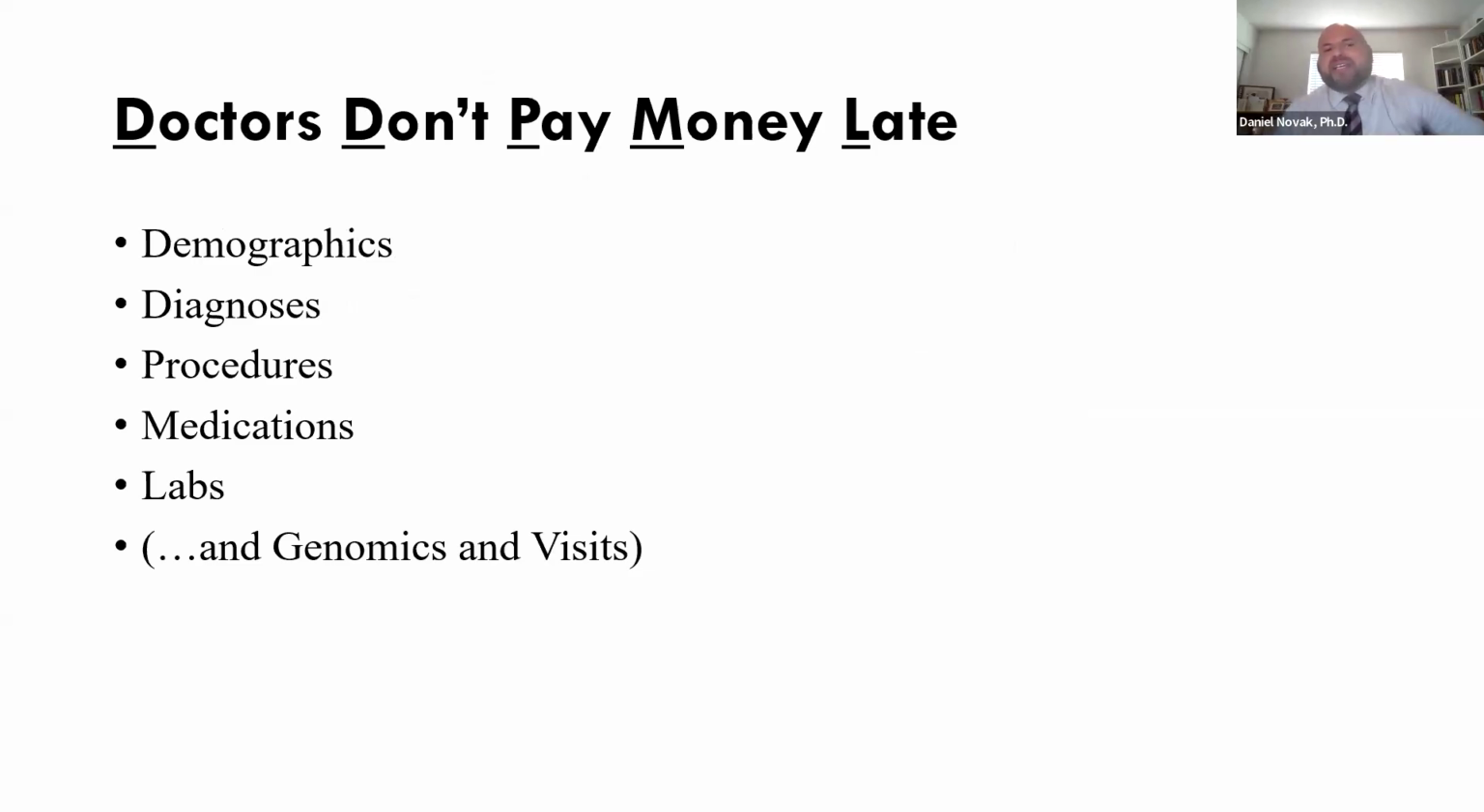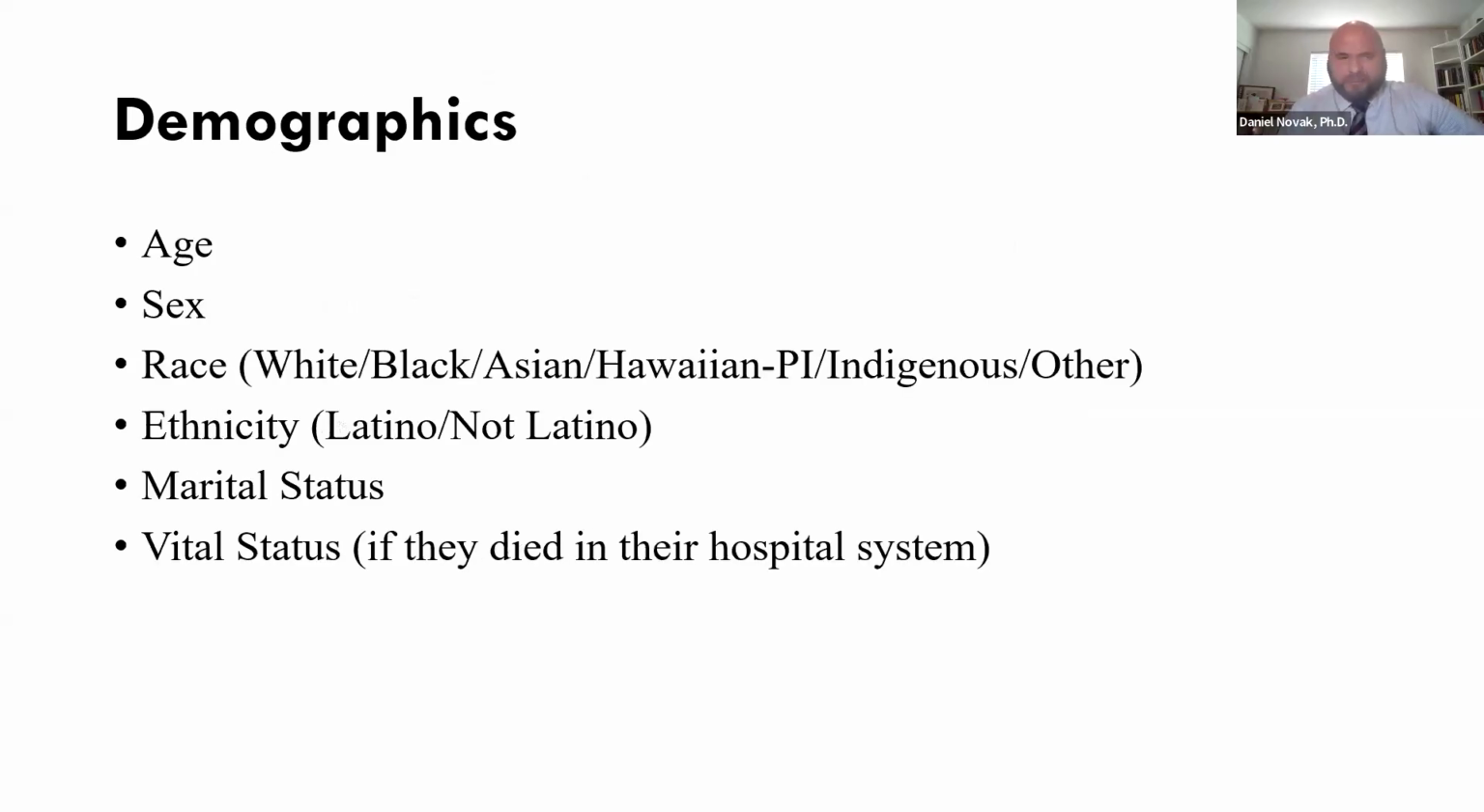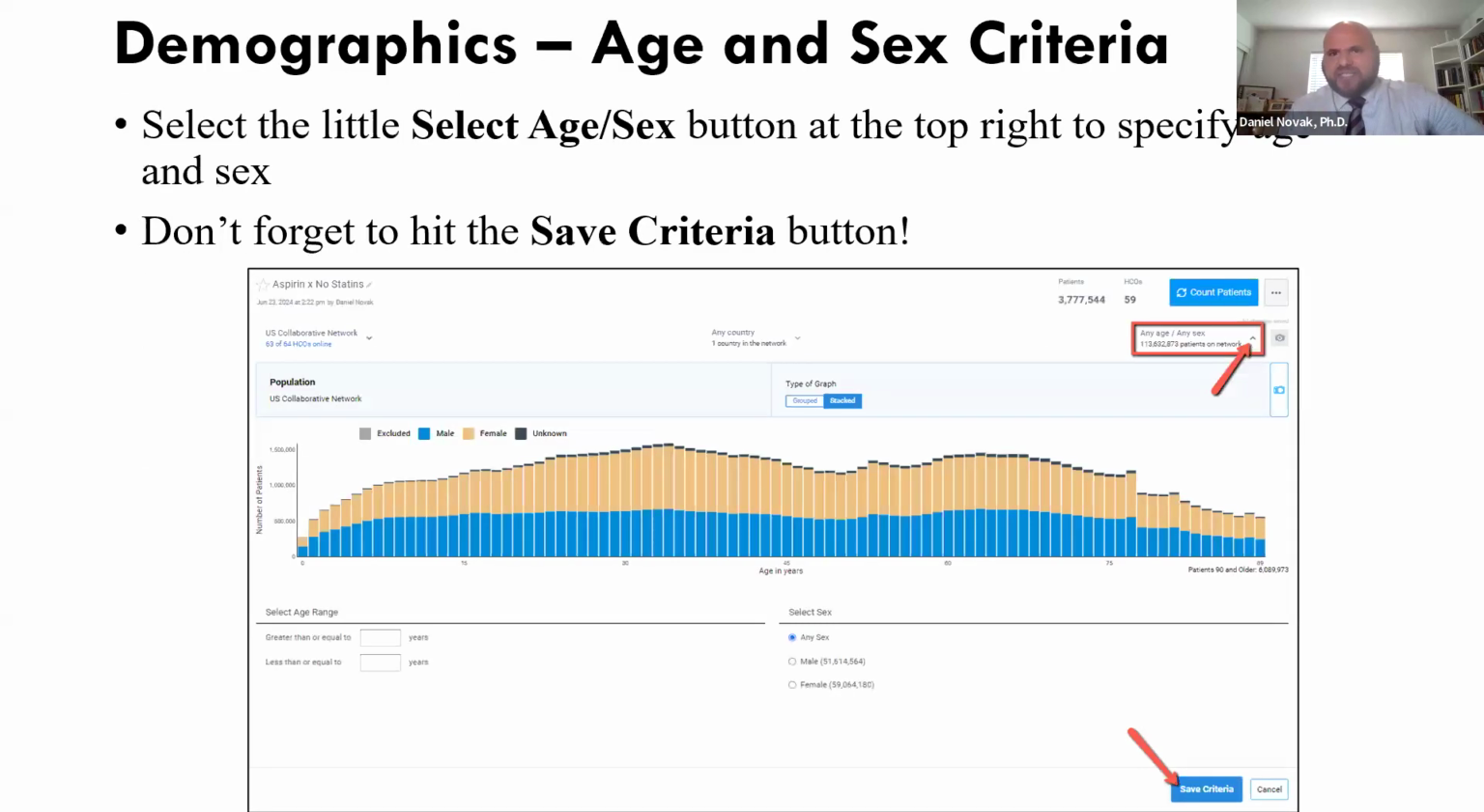And the idea here is that when you're looking at stuff in TriNetX, you want to make sure that you're going through your demographics, diagnoses, procedures, medications, labs, and genomics and visits pretty thoroughly each time to make sure you're not missing anything. As I said earlier, we looked a little bit at age, sex, race, ethnicity, which means really Latino or not Latino, marital status and vital status.